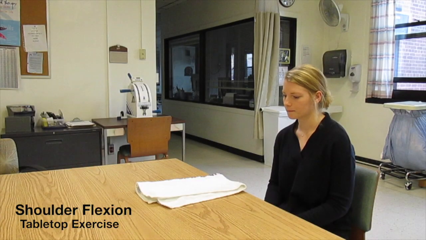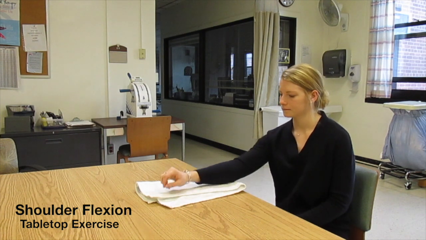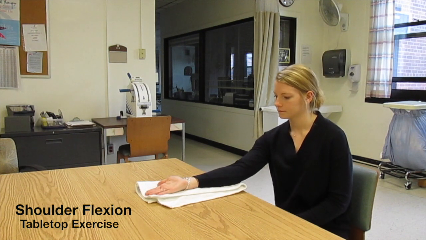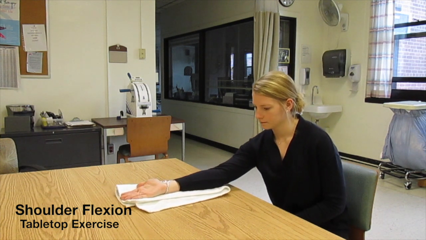The first tabletop exercise that will be demonstrated will focus on shoulder flexion. Sitting in a chair and facing the table, rest your affected forearm on the table with palm up and a towel underneath. Start to gently slide your affected arm forward until a stretch is felt in the affected shoulder.